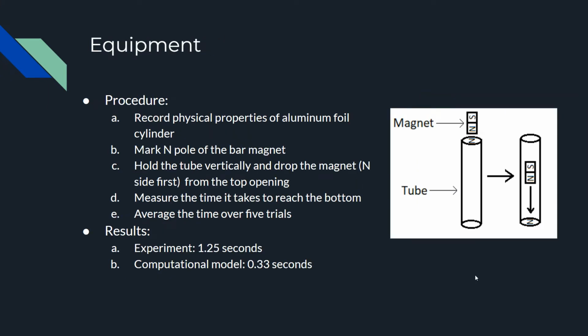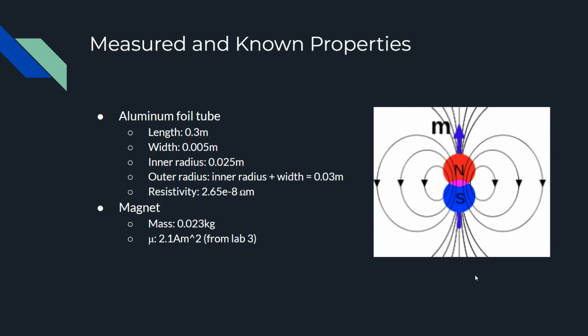Now, as for our equipment, the procedure of this lab starts with recording physical properties of an aluminum foil cylinder. You need to mark the north pole of the bar magnet, then proceed to hold the tube vertically and drop the magnet north side first from the top opening. Measure the time it takes to reach the bottom and average this time over 5 trials. Our results included an experiment. Experimentally, it was 1.25 seconds, and computationally, it was only 0.33 seconds.